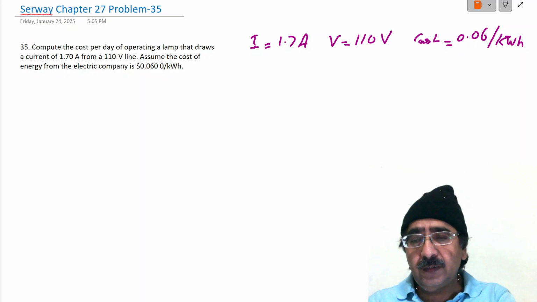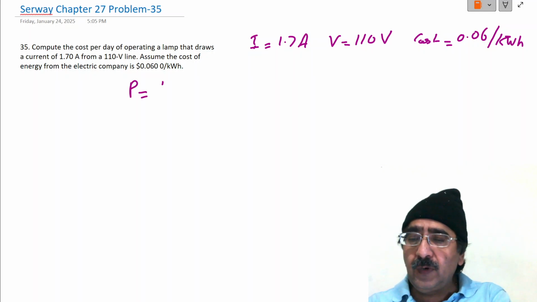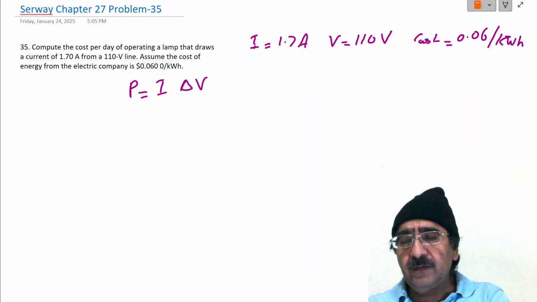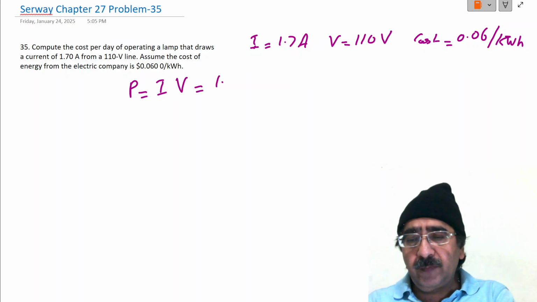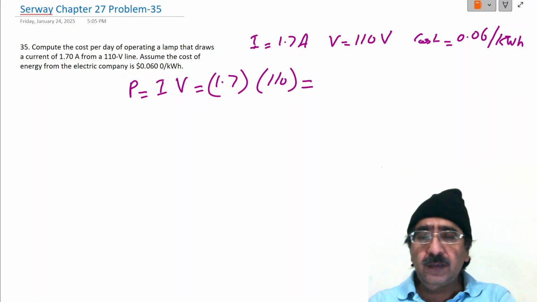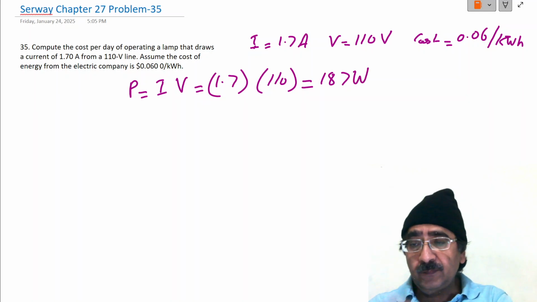As we know, to find the cost we have to calculate the power, and the power is P equal to I delta V, or you may say that del V, as I have already explained. I is 1.7 ampere and voltage is 110, and by computing it will be 187 watt.